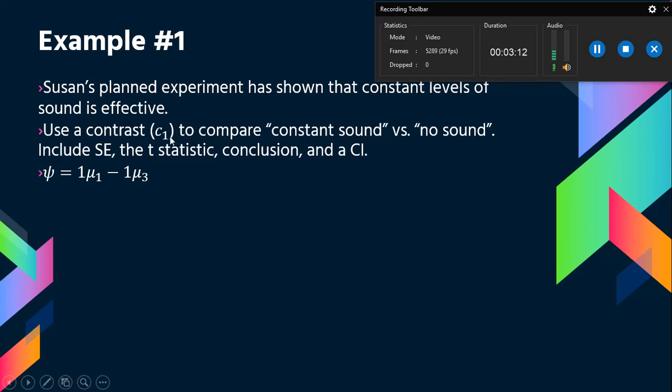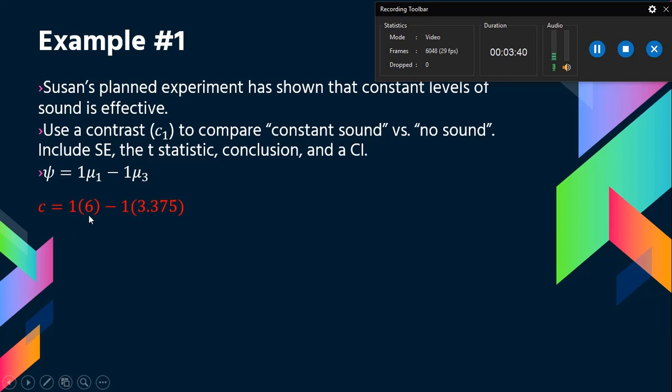So in our first contrast, we're going to label it C sub 1. We're going to compare constant sound to no sound. So what we're saying is psi, we have a coefficient of 1 times the mu 1 or average for group 1 minus 1 times the average for group 3. Now we don't know the values of mu, so we're going to set up a constant to be our unbiased estimator. So a coefficient of 1.